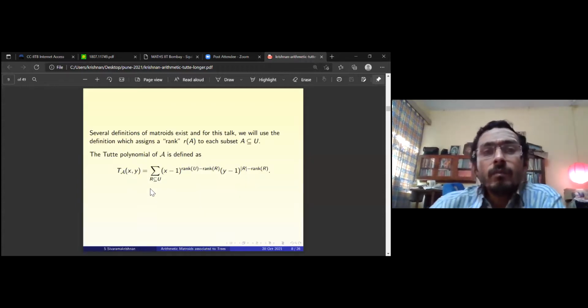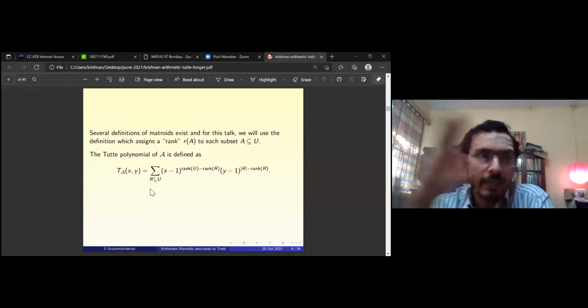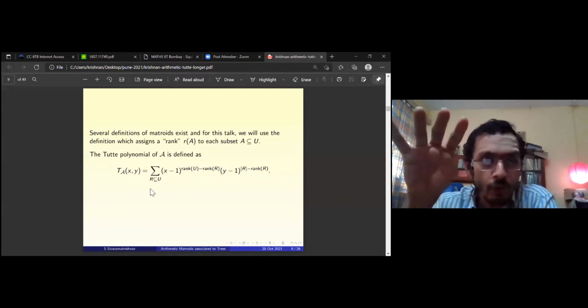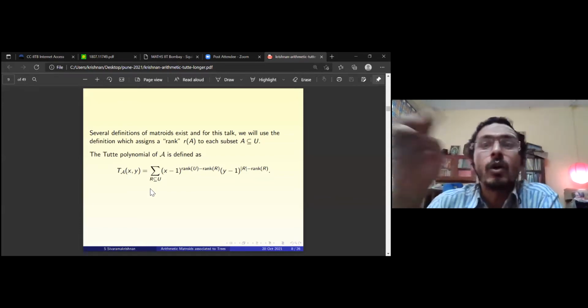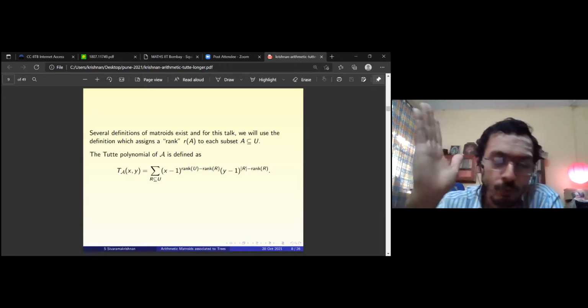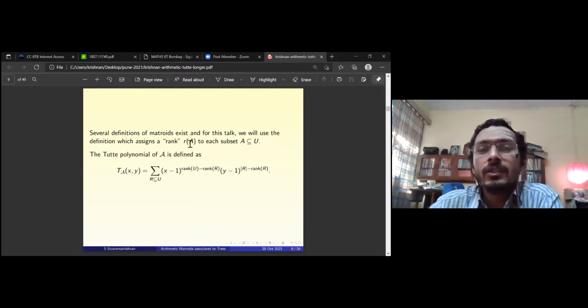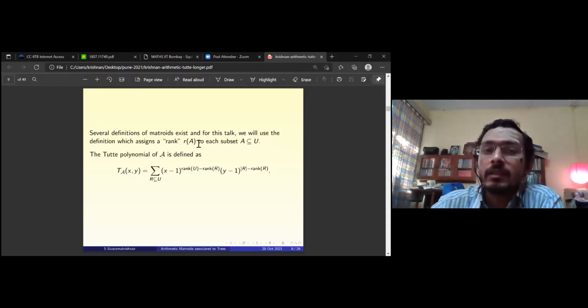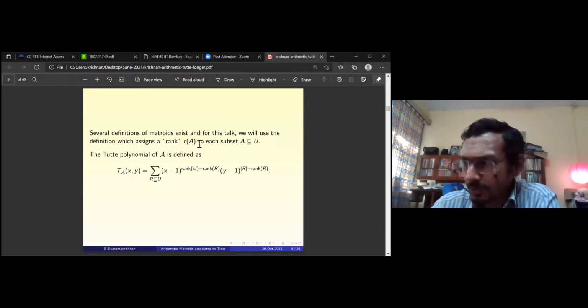All right. So as I've said, there are several definitions of matroids. You define it using ranks, or you define it using the set of all columns of a matrix which are linearly independent, and so on. We will use this definition of a rank, that is, for every subset A of U. Remember, we are starting with a list of vectors U. For every subset A, there is this notion of rank R of A. This rank has to satisfy some properties, submodularity and all that.